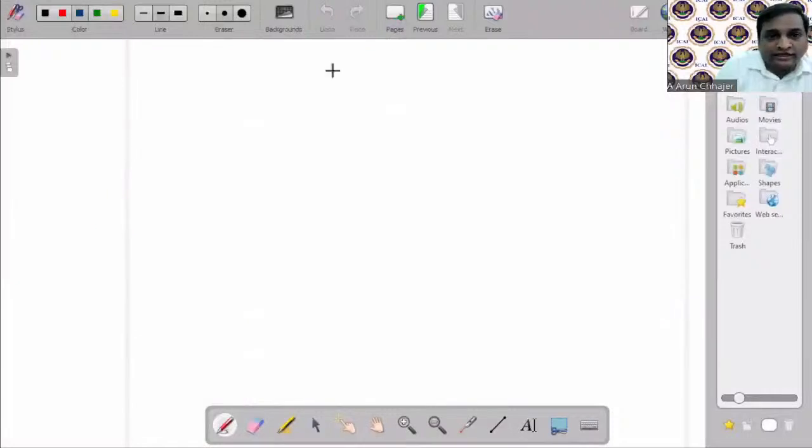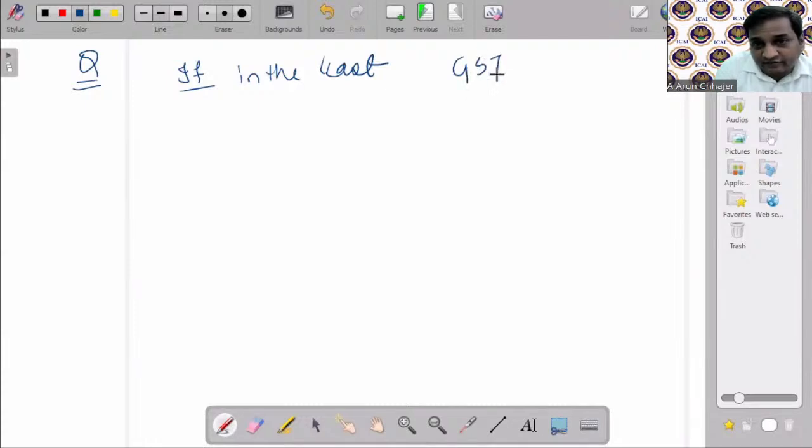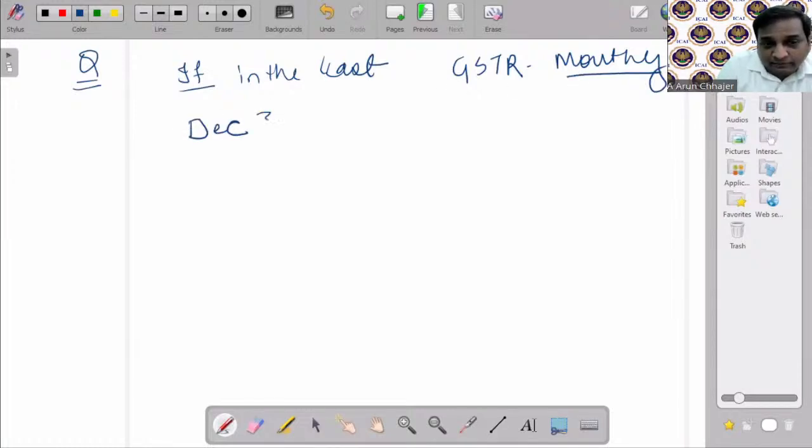Now moving to the next question. If in the last question the GSTR frequency is monthly, in the previous preceding tax period it was monthly. So he is filing the last 3B for the month of December because he is under the monthly scheme. So would it be 35% or would it be 100%?